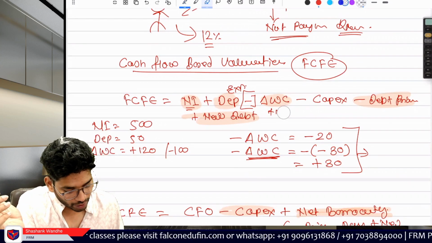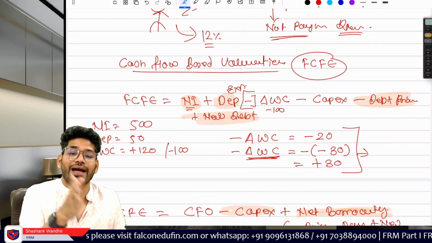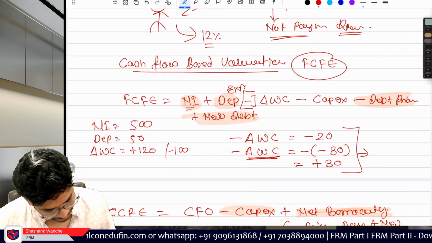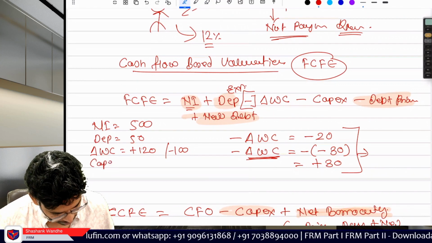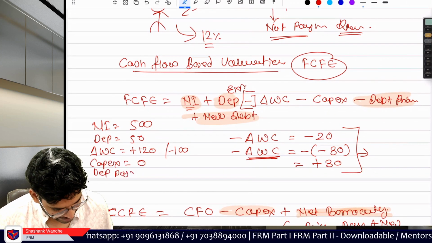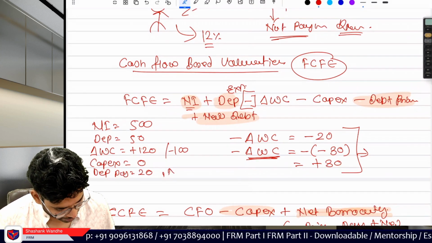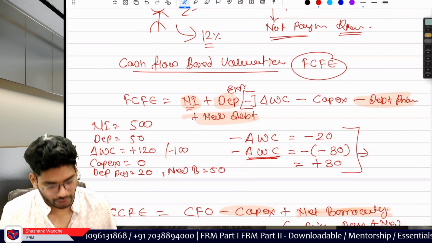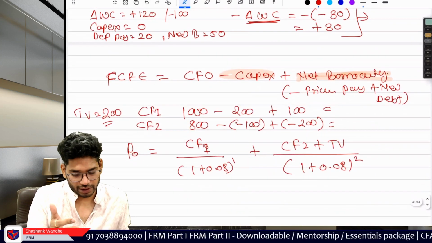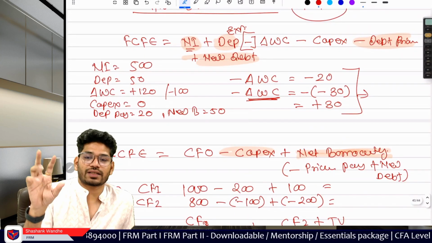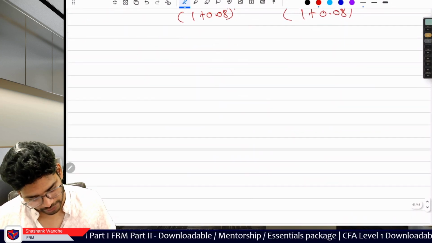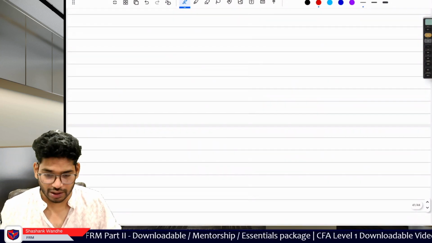Why will it be added back? Because this term will be minus 100. So minus will become plus, and then it will get added. And let's say the capex is 0. Then debt payment, principal payment is 20, and new borrowing is 50. Okay, so simply use these values, and again the terminal value is already given. Okay, so you can solve this. So this is how, yes, you just need to know how to plug the values and get the answer. That's it, as simple as that. Nothing is difficult here. Solve 1 or 2 questions and you will understand.